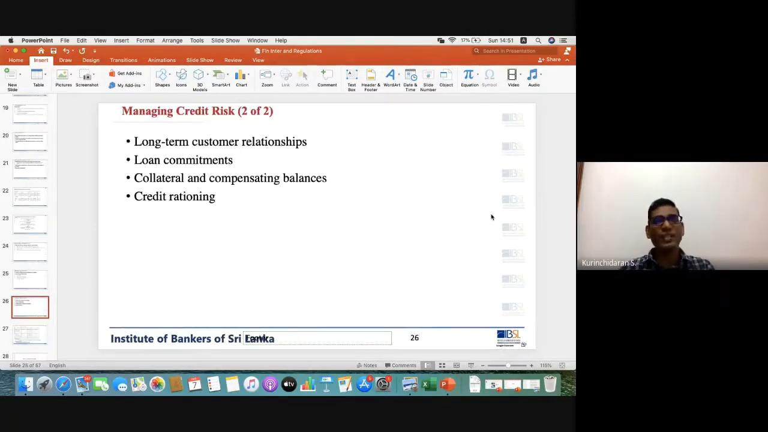Okay, so then we have seen managing credit risk. I just want to recap the previous discussion as well. Banks are intermediaries dealing with deficit units and surplus units. They support the fund flow. That means they are earning return by supporting fund flow, through the intermediary job.